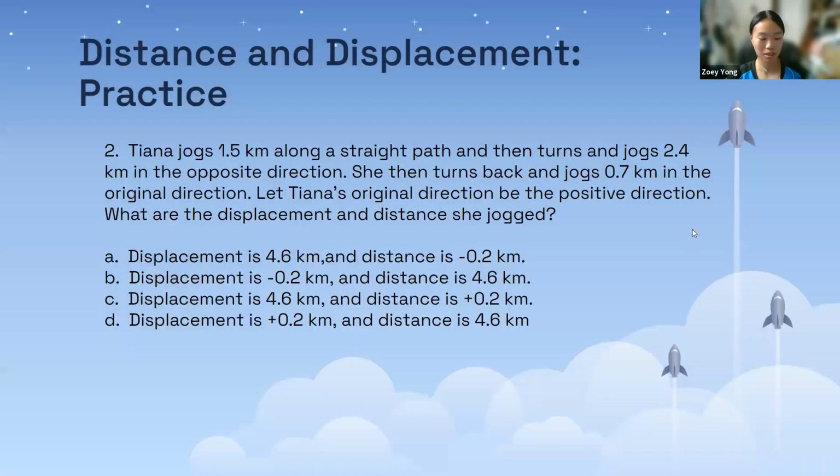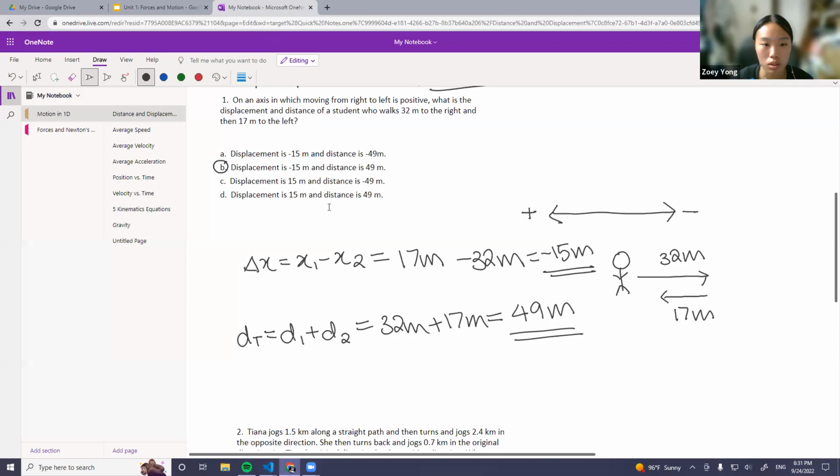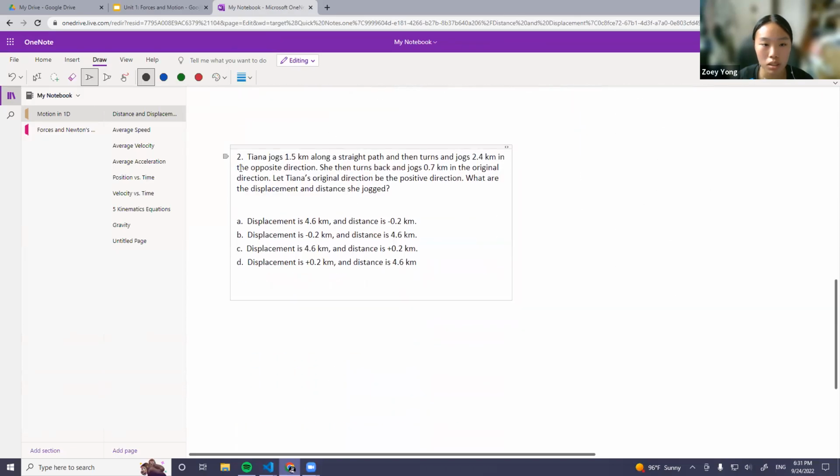And oh, we have another practice problem now. It's basically the same thing. So I'll just read it off to you here. It says Tiana jogs 1.5 kilometers along a straight path and then turns and jogs 2.4 kilometers in the opposite direction. She then turns back again and jogs 0.7 kilometers in the original direction. Let Tiana's original direction be the positive direction. What are the displacement and distance she jogged? That was a lot of information.